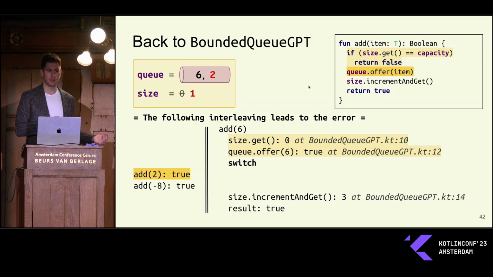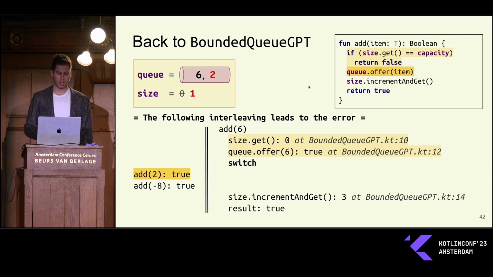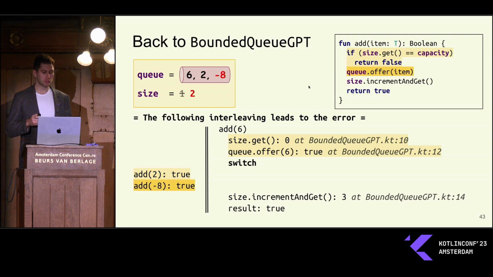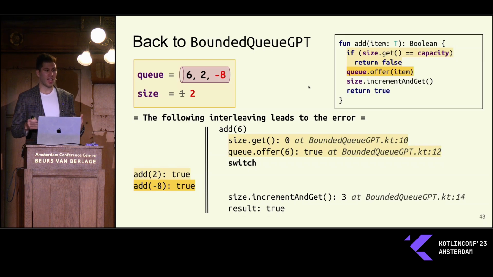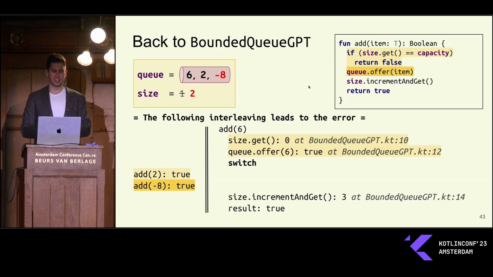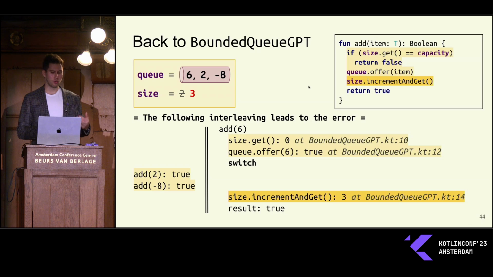And now when we switch to the first thread, we add 2. So the size was 0, now it's 1. And the underlying queue now contains 6 and 2. And the following addition also succeeds, as the size was 1. So this addition thinks that the queue is not full yet. So it adds a third element into the underlying queue. And when the execution switches back to the second thread, it increments the size counter. And now we see that the queue contains 3 elements, and the size counter also equals 3. So this addition also succeeds.